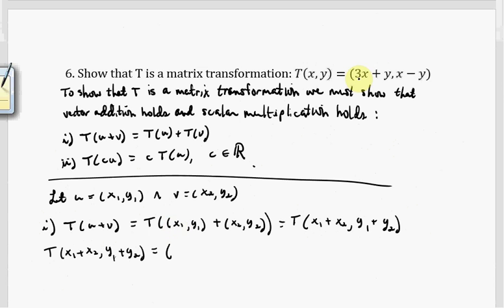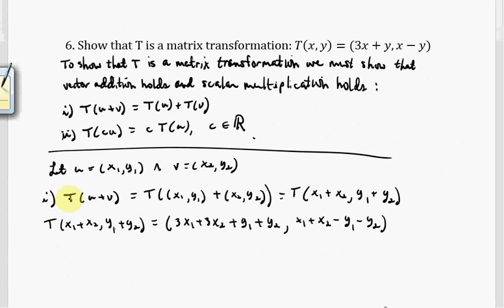This is equal to 3 times the first term. The first term is x sub 1 plus x sub 2, so this is 3x sub 1 plus 3x sub 2, plus the second term, which is y sub 1 plus y sub 2, comma. Now the last part: the first term minus the second term. The first term is x sub 1 plus x sub 2, minus the second term, y sub 1 minus y sub 2. Right? So this is the transformation of the sum.